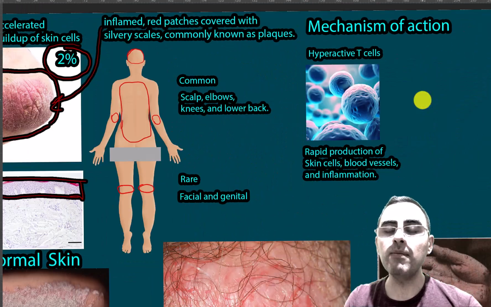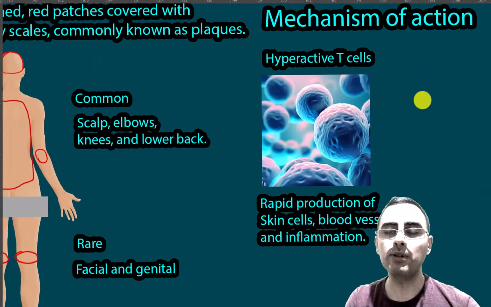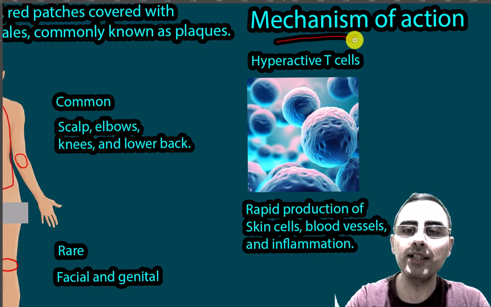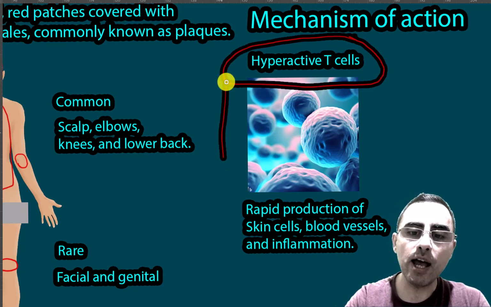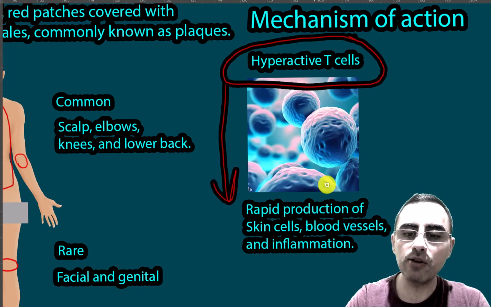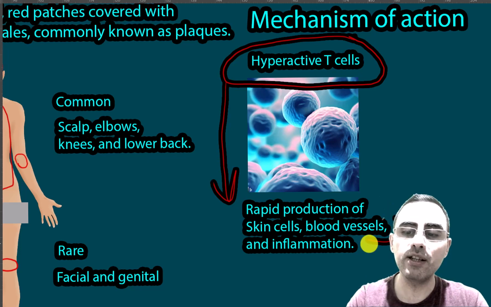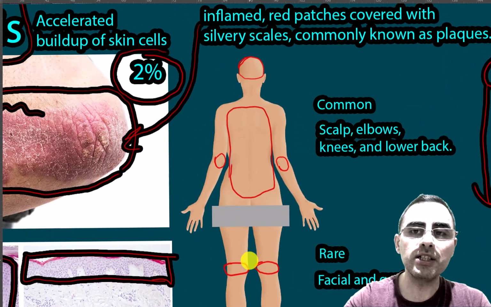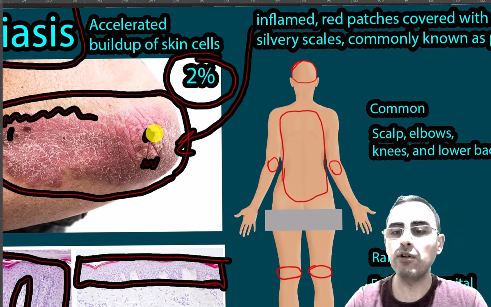So what is the mechanism of action? How is psoriasis developed? The main component of psoriasis pathophysiology is hyperactive T cells. These T cells activate the immune system, and it causes rapid production of skin cells, production and proliferation of blood vessels, and inflammation. These red patches can be itchy and sometimes painful also.